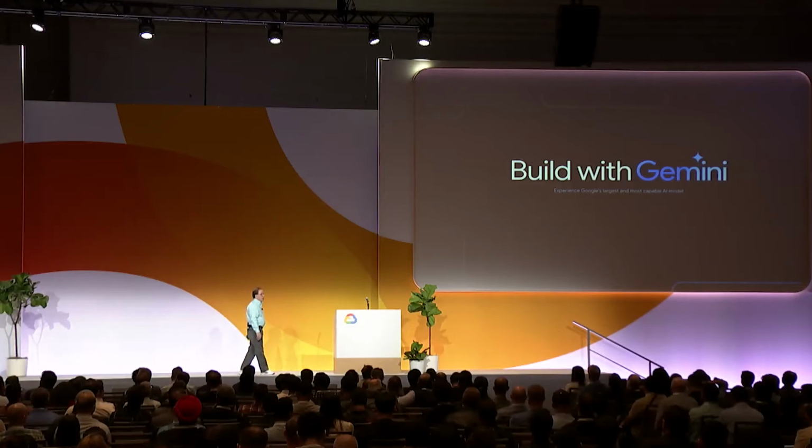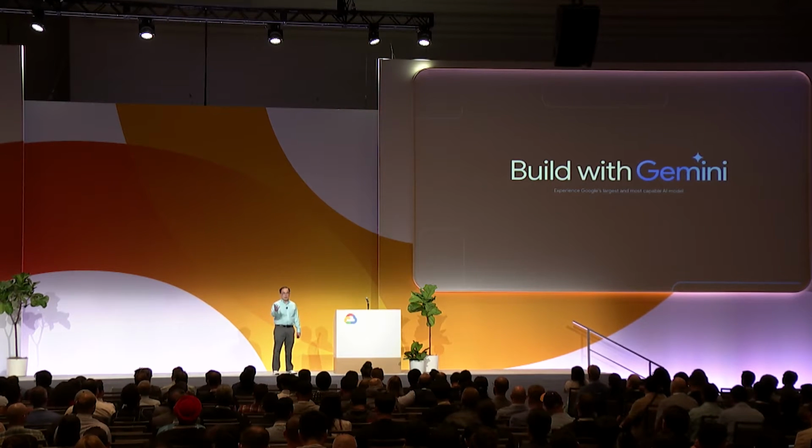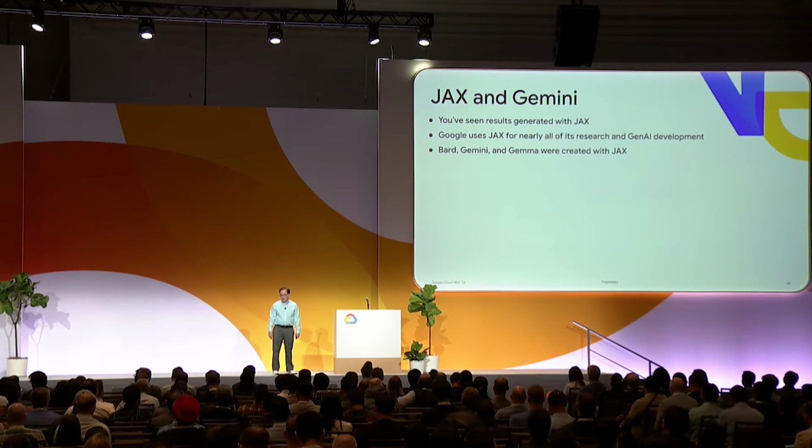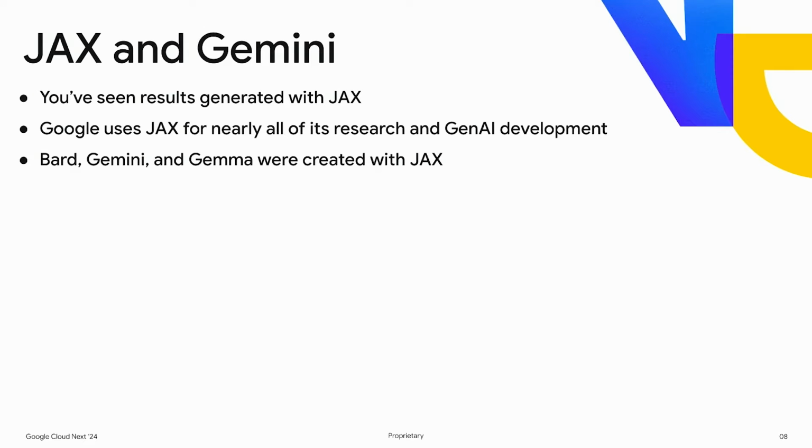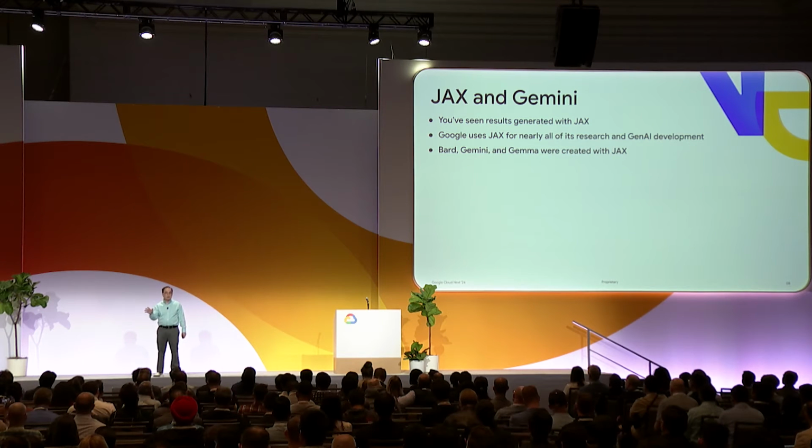And of course, Gemini is one of those models that is huge, and we've had amazing results with it. You've seen some of that, and we've talked about it today in other sessions. One of the things that we're seeing is that JAX is a framework that's used in Gemini, and it's used in a lot of things around DeepMind. So throughout Google, we use JAX for pretty much all of our Gen AI work, and a lot of our other work as well.